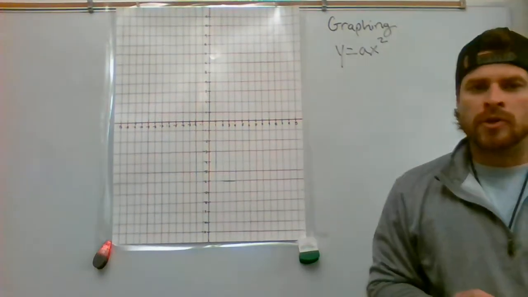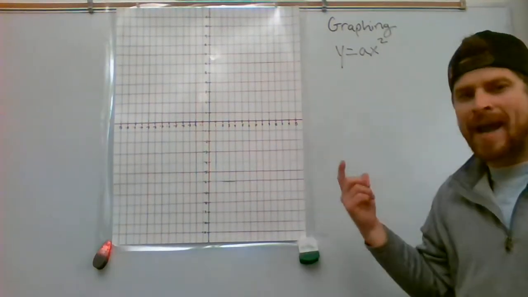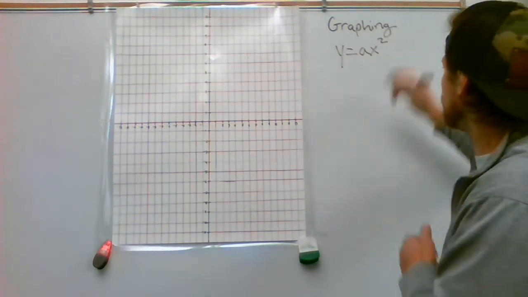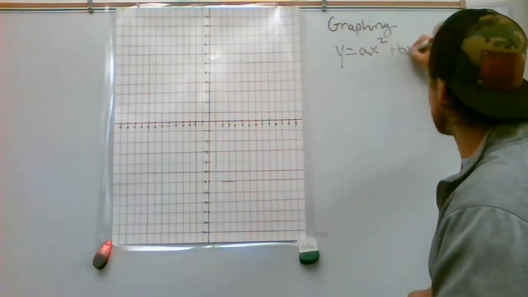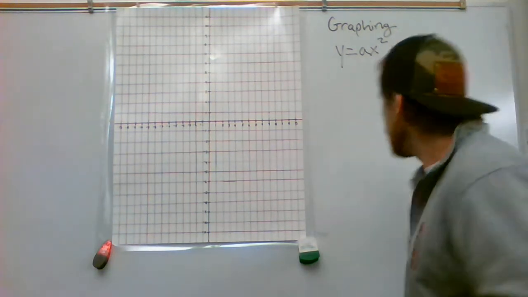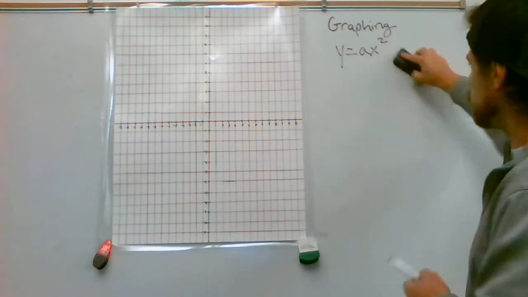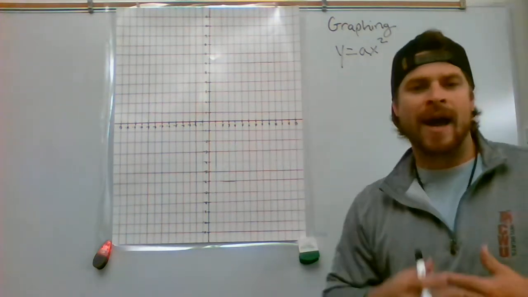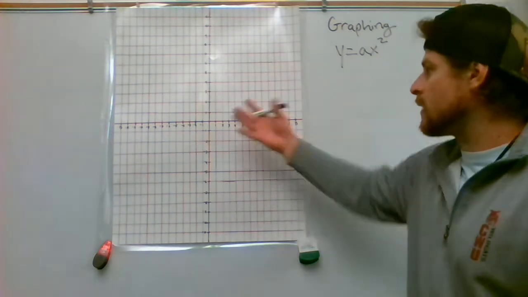All right, in this video, you're going to learn how to graph a quadratic given with just an a term. Now, we know that we can have a bx and a c at the end, but these are going to tell us to do some different things. We're going to start with very basic, just what if we have a single term with an x squared? What's that going to look like? How would we graph it on a coordinate grid?